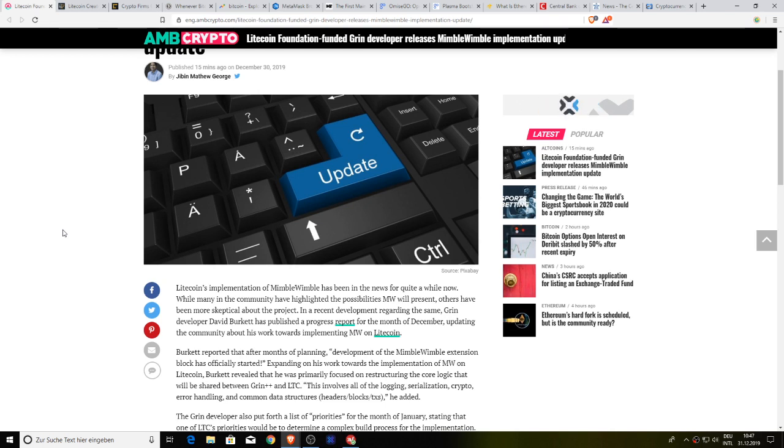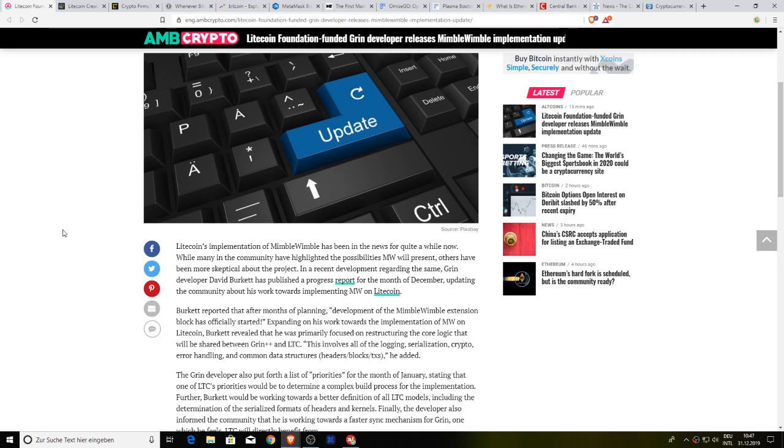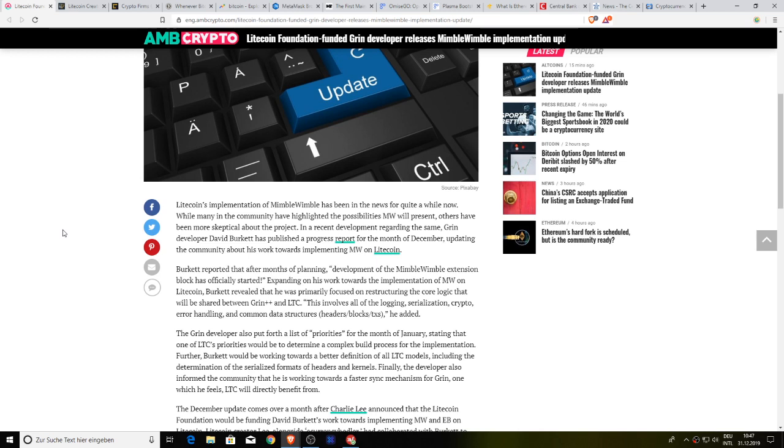Expanding on his work towards the implementation of Mimblewimble on Litecoin, Burkett revealed that he was primarily focused on restructuring the core logic that will be shared between Grin++ and Litecoin. This involves all of the logging, serialization, crypto, error handling, and common data structures, headers, blocks, transactions, he added. The Grin developer also put forth a list of priorities for the month of January, stating that one of Litecoin's priorities would be to determine a complex build process for the implementation. Further, Burkett would also be working towards a better definition of all Litecoin models, including the determination of the serialization formats of headers and kernels.